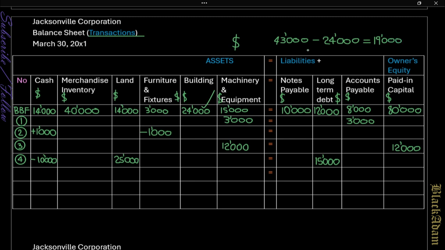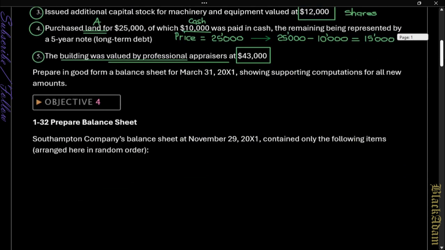Remember, either we bought it for 24,000 or we constructed it for 24,000. But now they say it's worth 43. So it appreciated by what amount? By 19,000. So an appreciation of 19,000. That means we're going to record additional value of 19,000 under the building. So we go to the building, which is part of the assets, and then record that amount. That's what we're going to do.